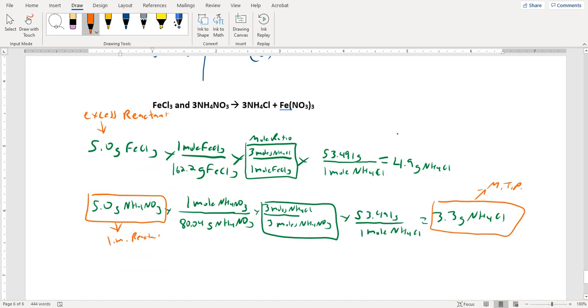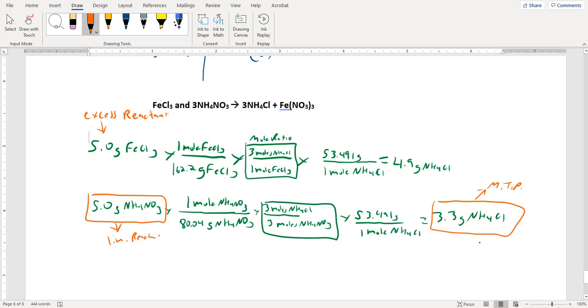Just like last time, you have to have two separate calculations, one from grams of iron chloride to one of the products. You have two to choose from. I just chose ammonium chloride, NH4Cl. So I went from grams to moles, used the mole ratio from the balanced equation's coefficients, and then once in moles of ammonium chloride, I went from moles to grams. I did the same thing with the starting reactant of ammonium nitrate. And as you can tell, the ammonium nitrate produced the maximum theoretical product. So it's the smaller value of the two, 3.3 grams of ammonium chloride.